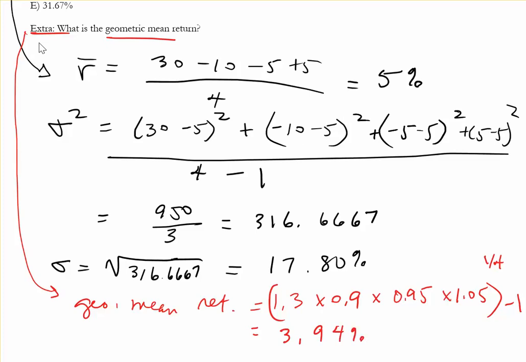Right, so be clear on the difference between arithmetic mean. Arithmetic mean is what's used to calculate variance. Standard deviation is square root of variance, and then if you're asked for geometric mean, that's really separate from all of that. You have to calculate it this way, and geometric mean is usually less than the arithmetic mean, and that's because you have some years of losses typically.